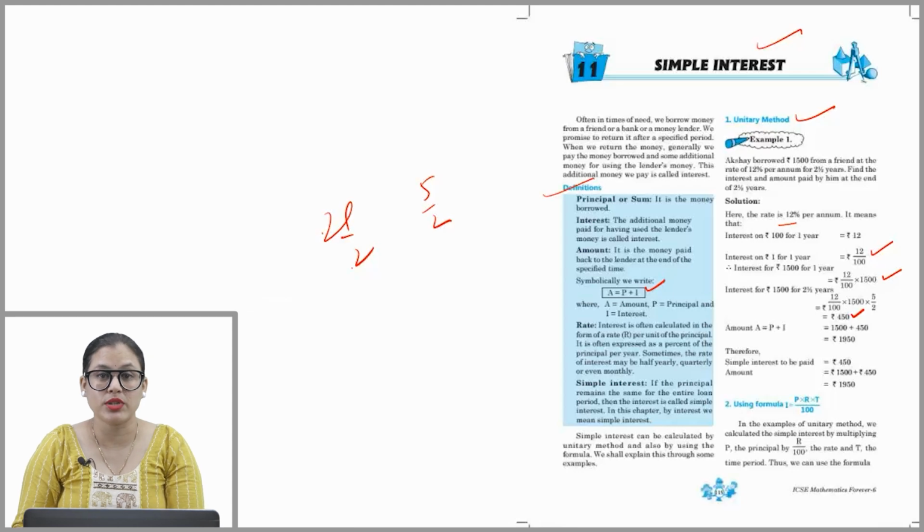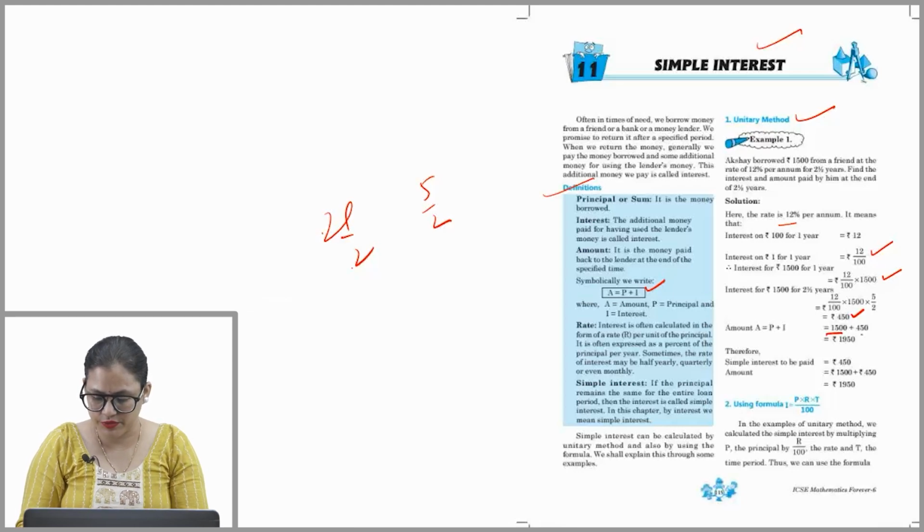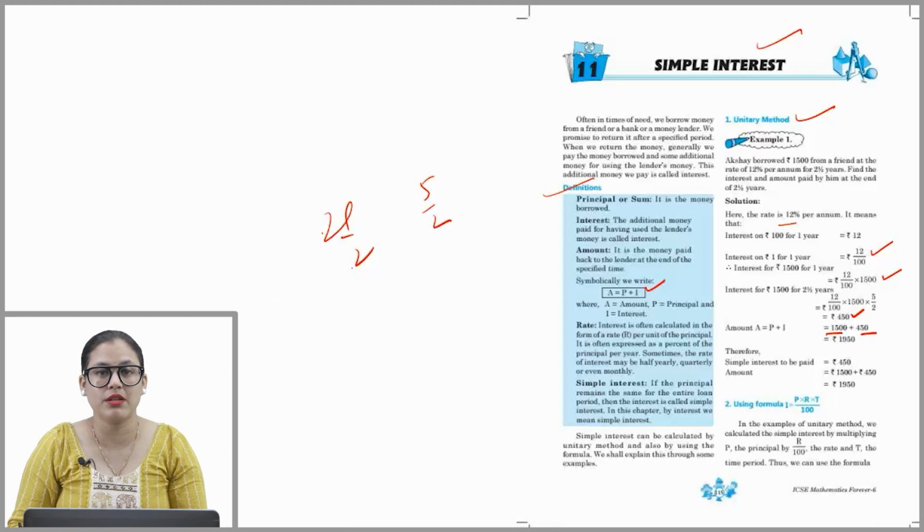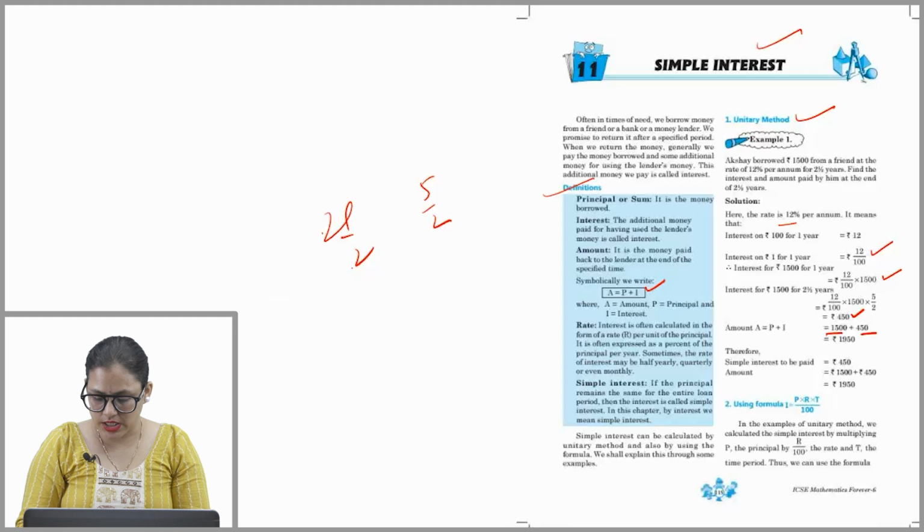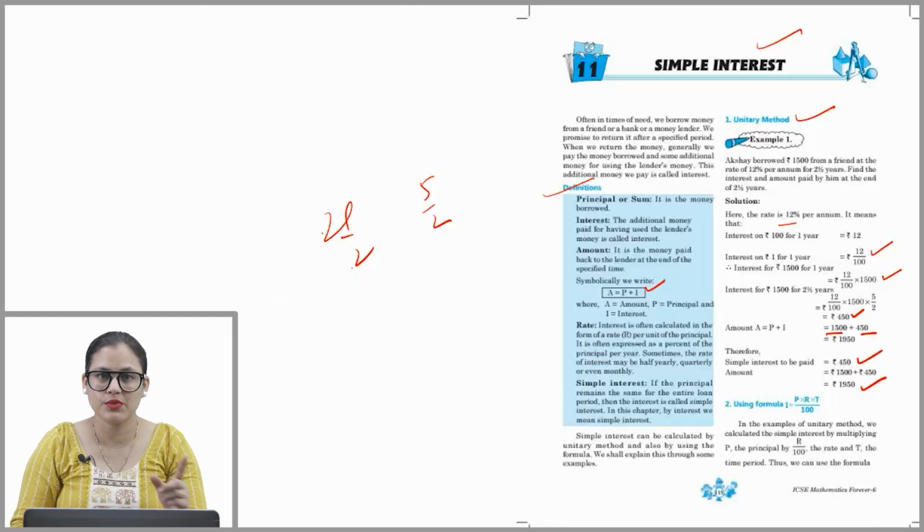Now, we have to find the amount. Amount is what? Principal plus interest. Principal is 1500, 450 is the interest and amount is rupees 1950. So, therefore, simple interest to be paid is 450 and amount is 1950. Okay, this was method 1. Number 2 is using the formula.